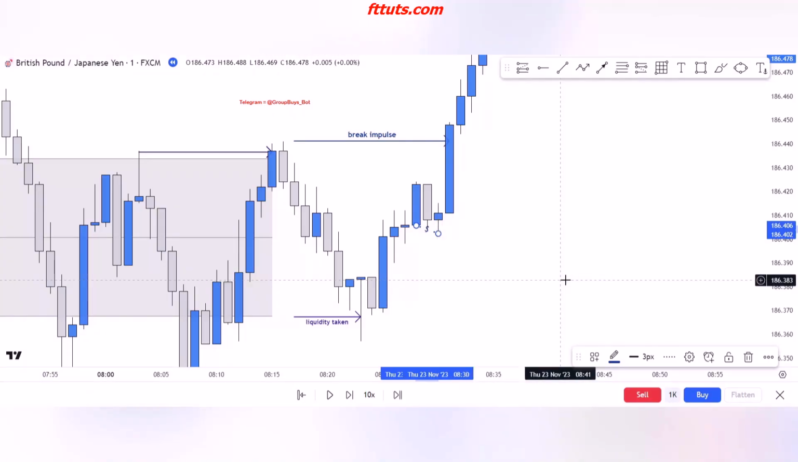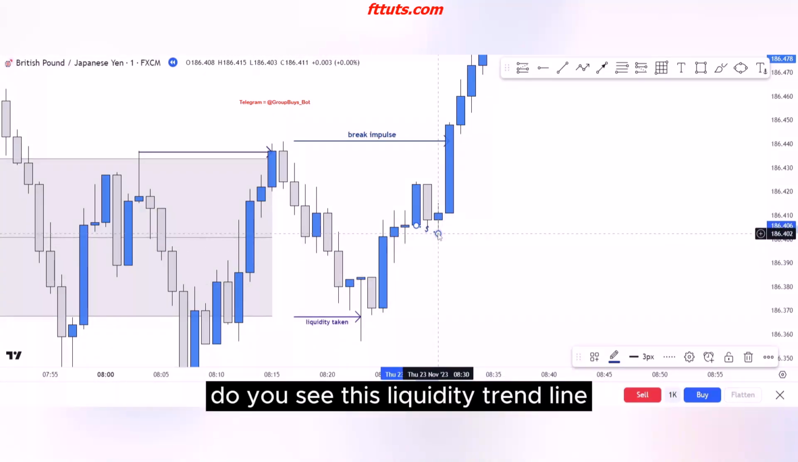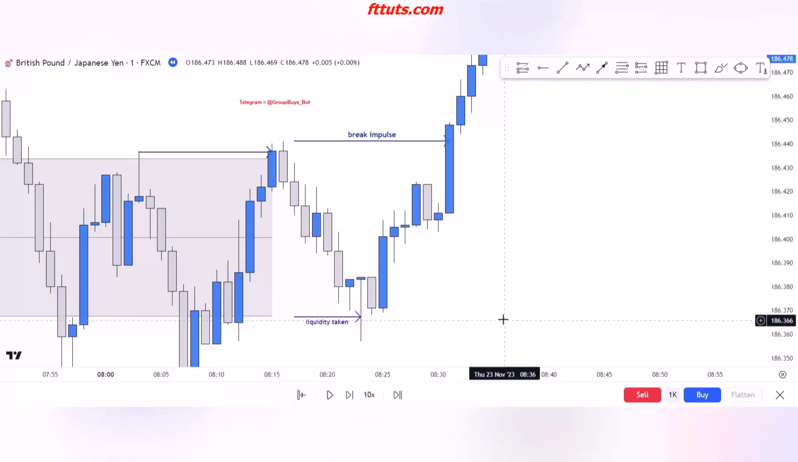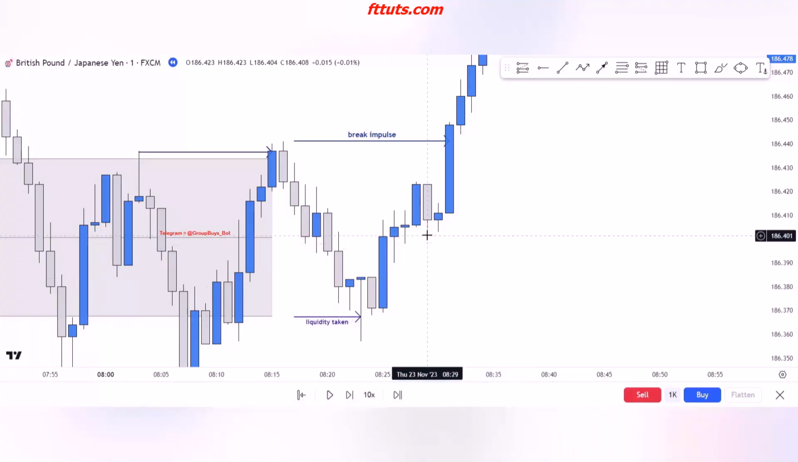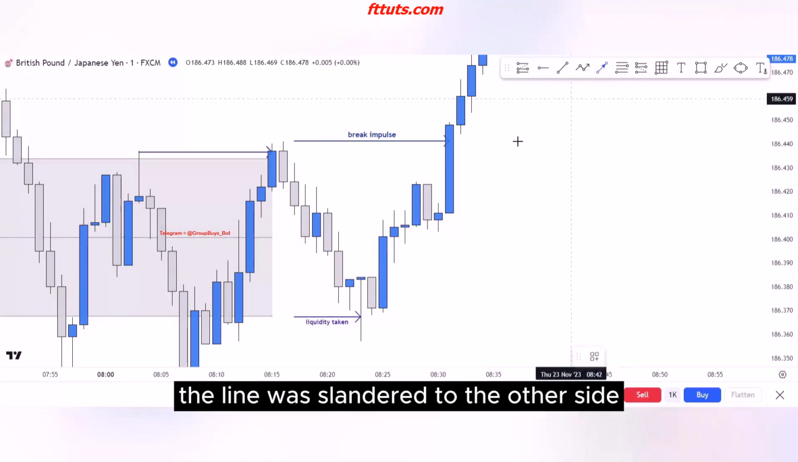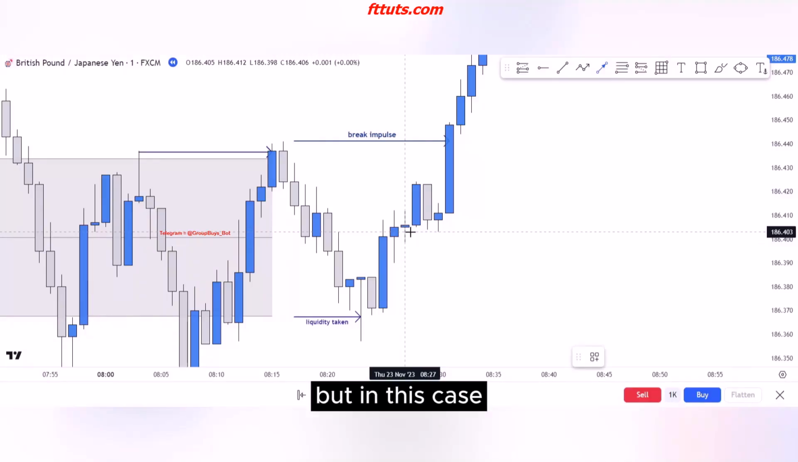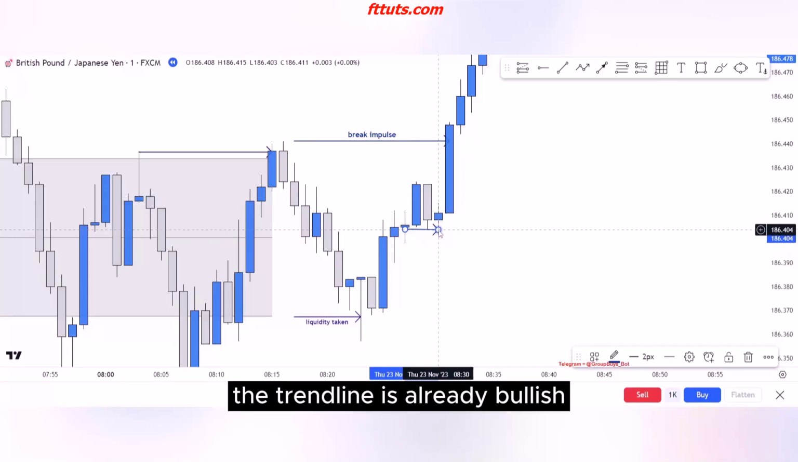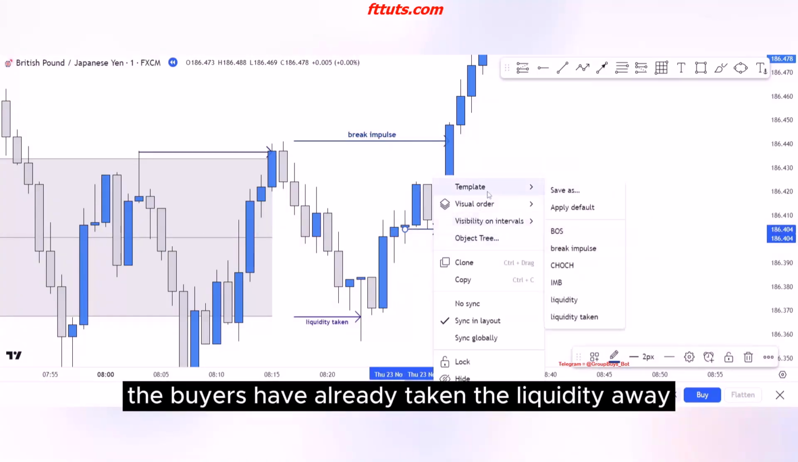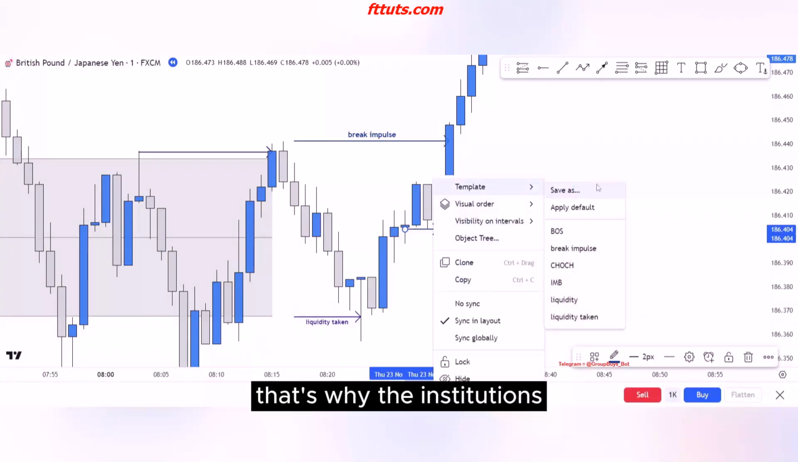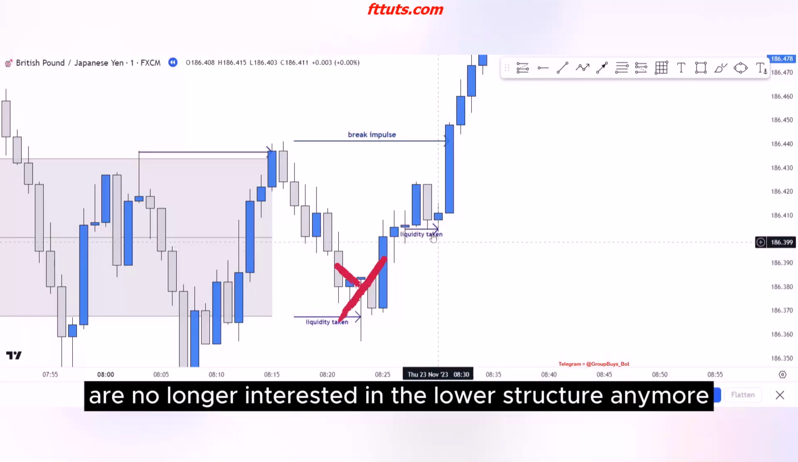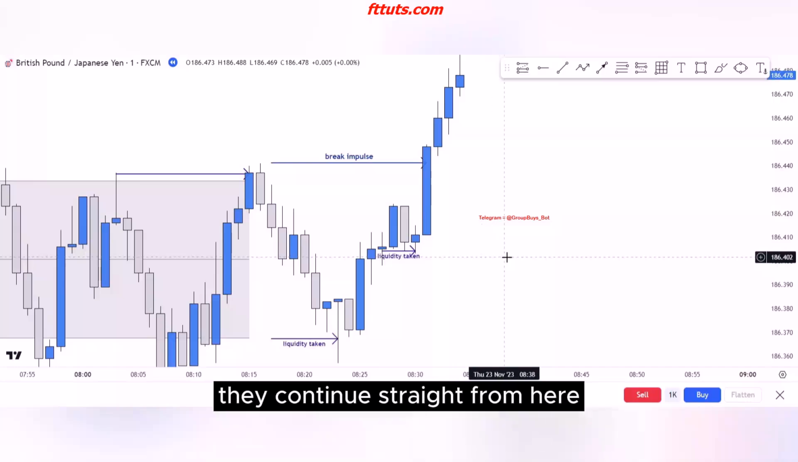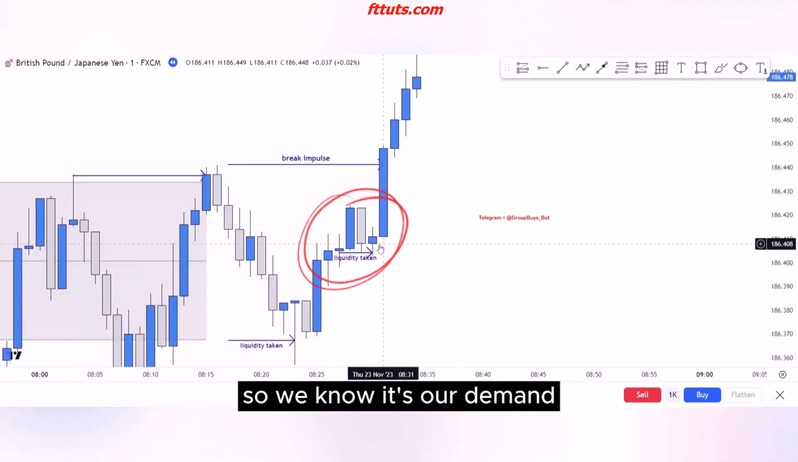Do you see this liquidity trend line? So that's it, it's not. It would be true if the line was slanted to the other side, but in this case the meaning is entirely different. The trend line is already bullish. The buyers have already taken the liquidity away. That's why the institutions are no longer interested in the lower structure anymore. They continue straight from here, so we know it's our demand.